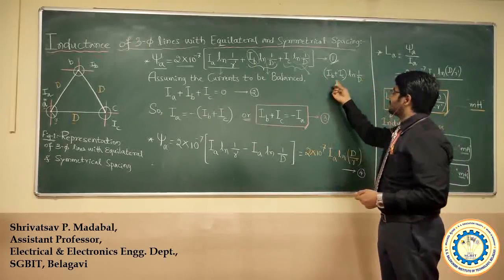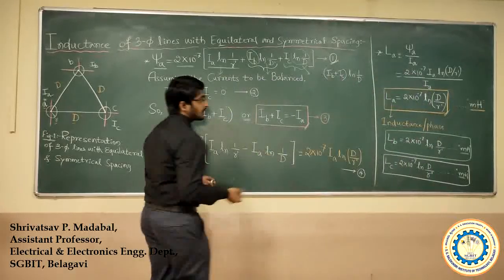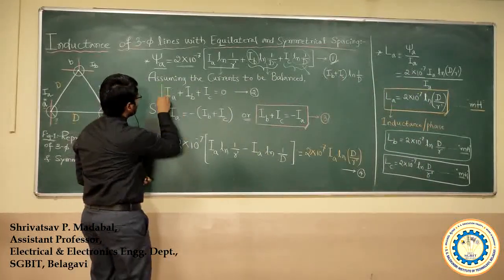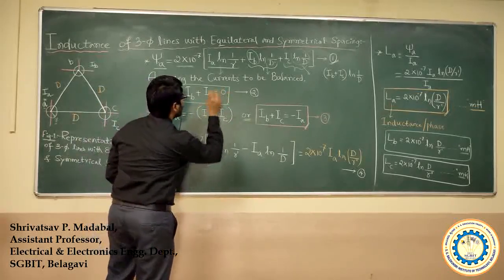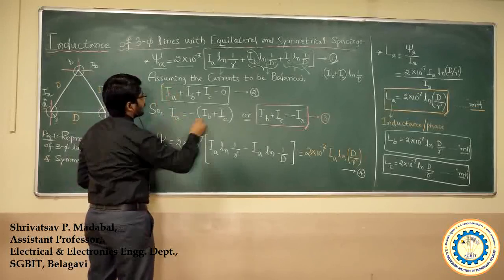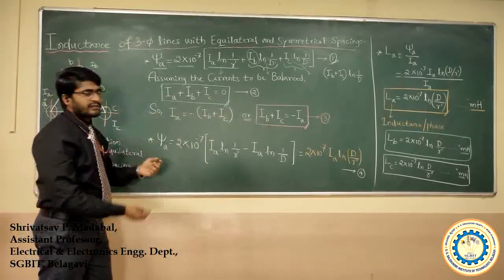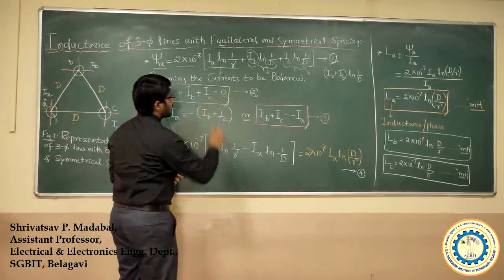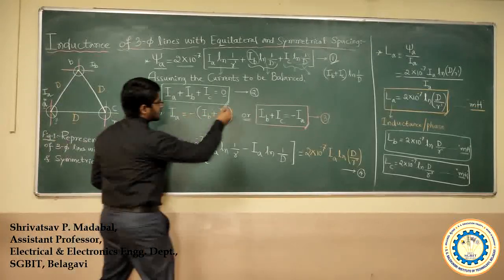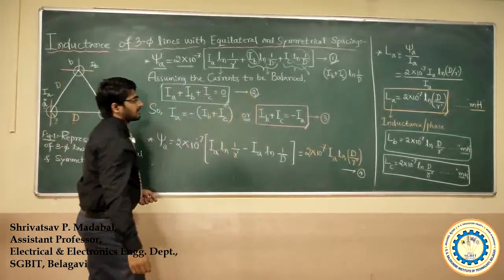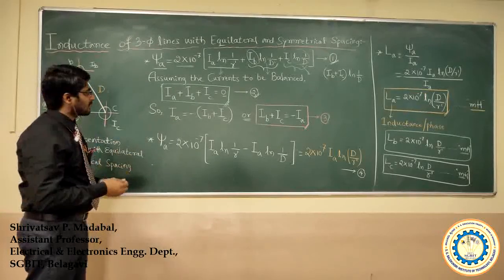In the three-phase system, let us assume the system is balanced. Using that concept, I can write a current equation such that IA plus IB plus IC results in the value of 0. This is our equation 2. Using this equation, I can rewrite the value of IB plus IC in terms of IA.